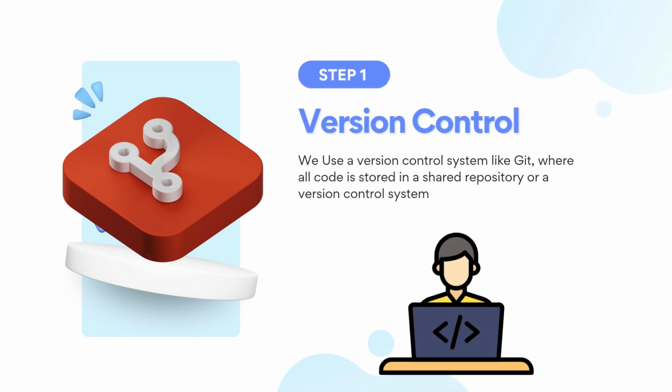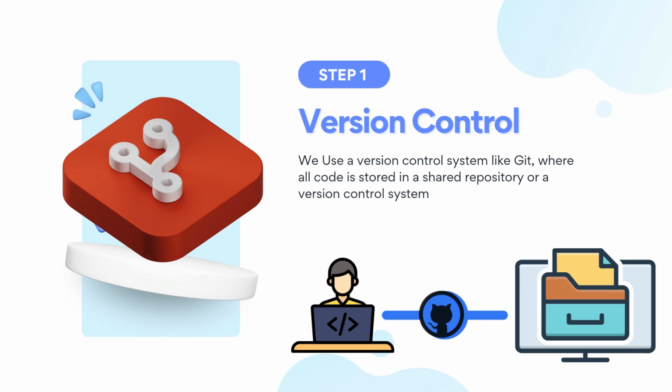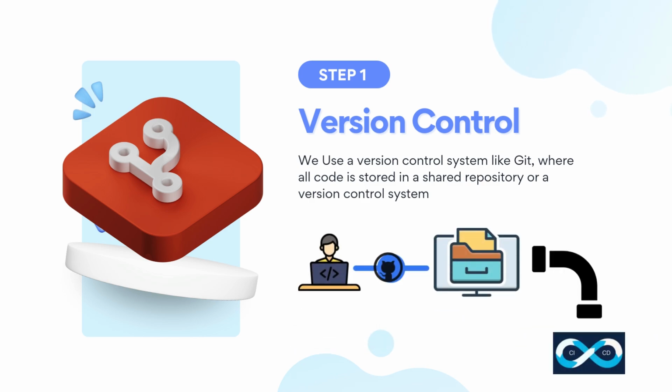Now, every time a developer commits code, it triggers the CI/CD pipeline. So with the help of Git or GitHub, multiple developers can commit their version of code into the repository, and whenever they commit, it will trigger a CI/CD pipeline.